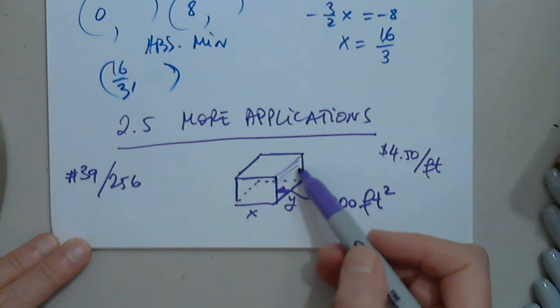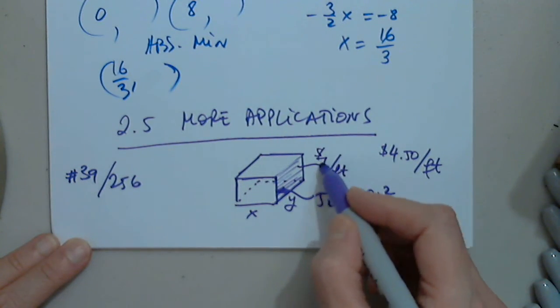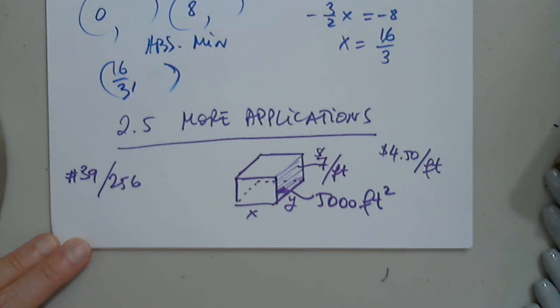So then this side is $7 per foot. What dimensions will minimize the total cost to enclose this area? And what is the minimum cost? Excellent problem. Okay, now let me stop sharing.